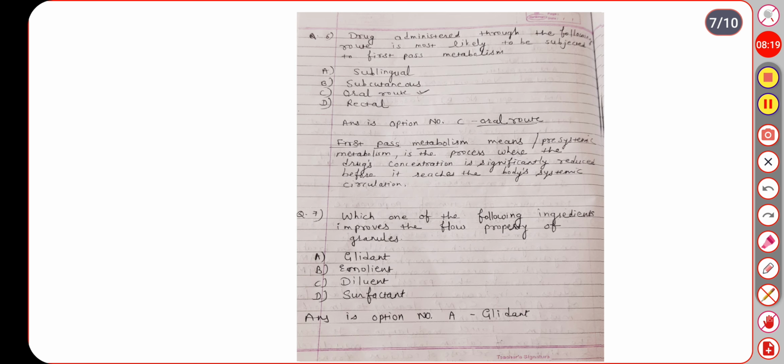So we know that glidants are inert substances added to powders to improve their flowability, reduce interparticle friction, prevent caking and give uniform texture. The examples of glidants are talc, colloidal silica, starch, magnesium stearate and glycerol monostearate, GMS. These are all glidants.